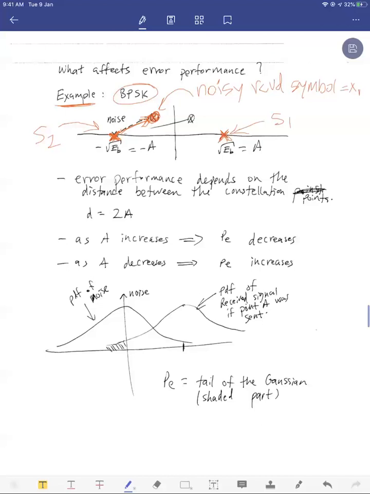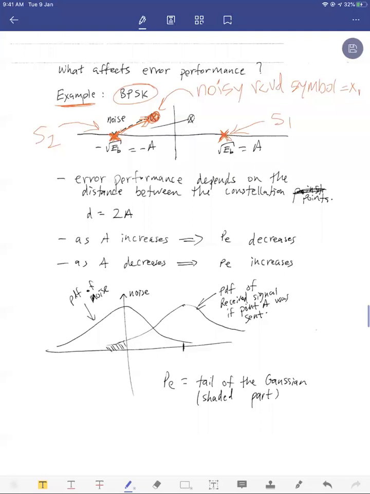That's the beauty of this: the demodulation scheme is the best thing that you can do. With additive white Gaussian noise, you choose the closest constellation point.